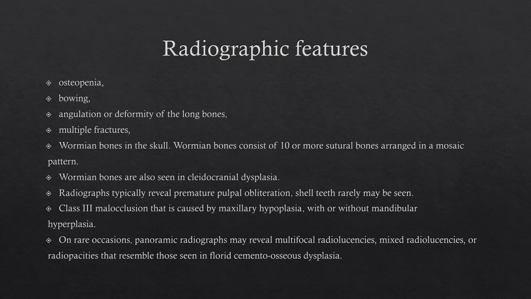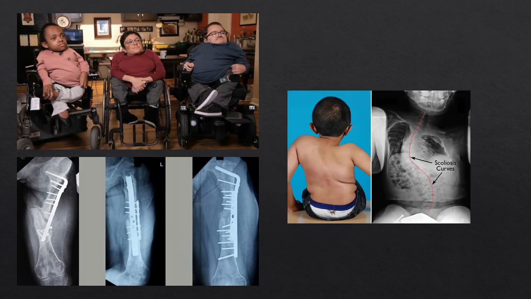Radiographic features reveal premature pulpal obliteration, and shell teeth can be seen. Class 3 malocclusion is caused by maxillary hypoplasia. Not that the mandible is protrusive, but because of the hypoplastic maxilla, there is a class 3 protrusion. On rare occasions, multifocal radiolucencies, mixed radiolucencies, or radiopacities similar to that of florid cemento-osseous dysplasia can be seen. We'll get to what cemento-osseous dysplasia is.